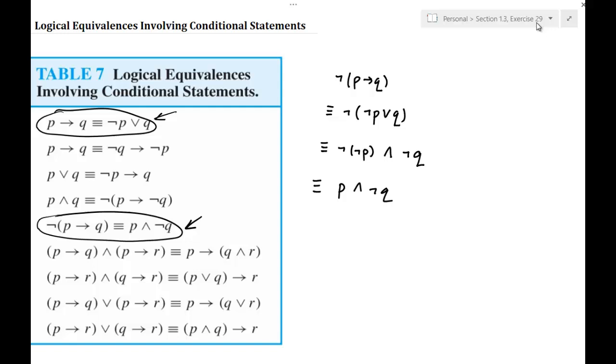So let's go ahead and use it. And you're not going to have to show it every time. I just wanted to show it so that you believe that it's true.